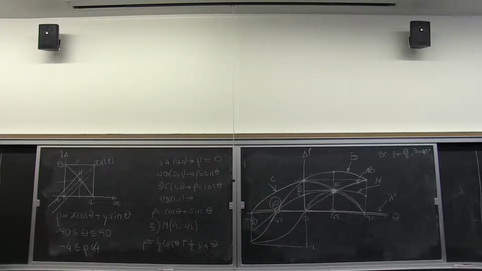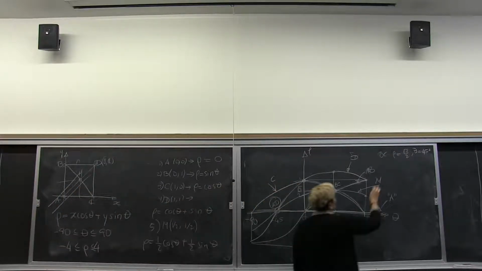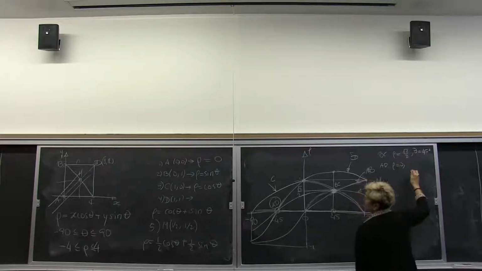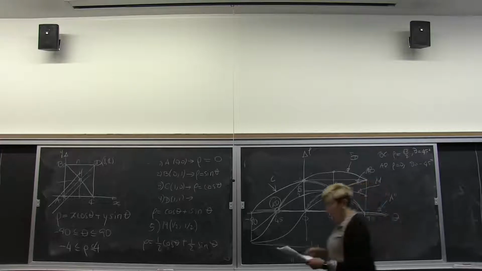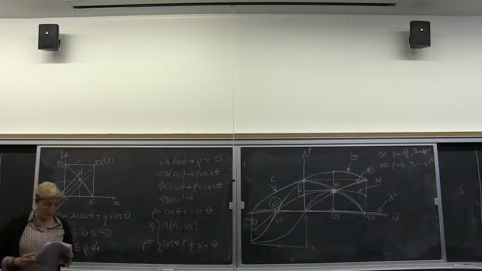And remember, rho is 0 if the origin passes through the line. So this is AD. AD has rho equals 0 and theta minus 45. Okay?